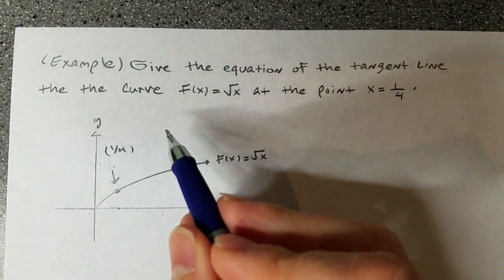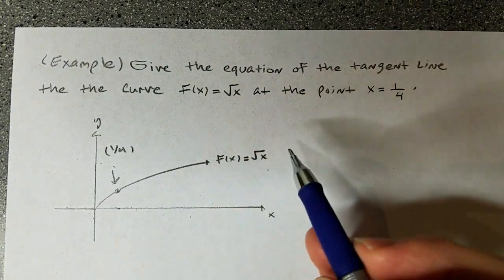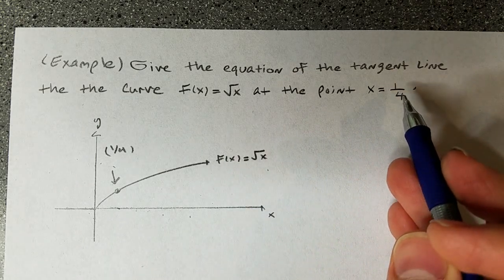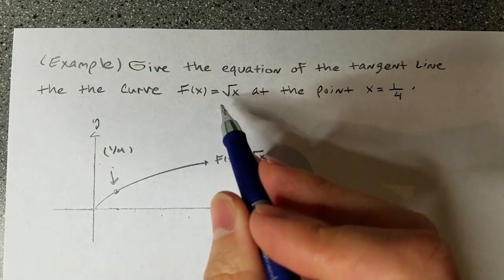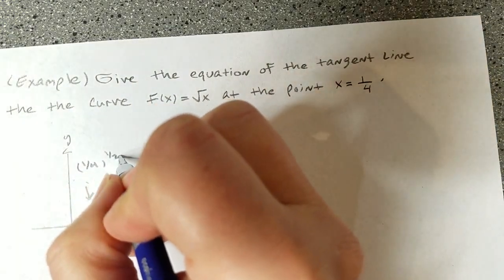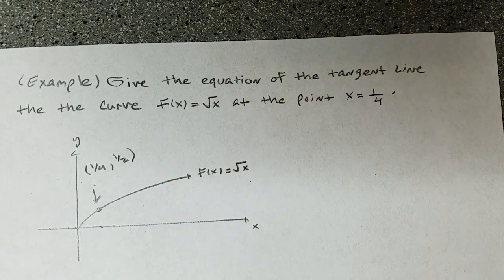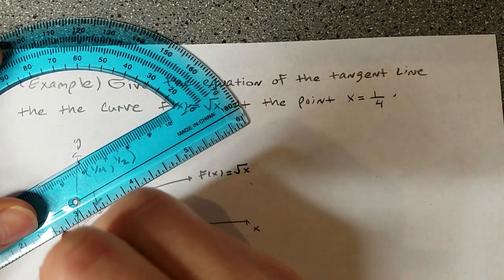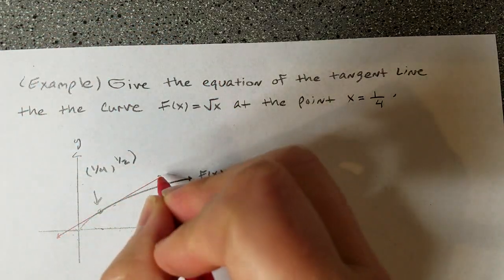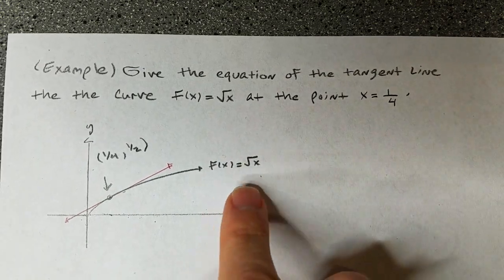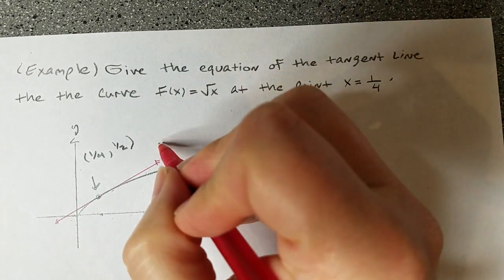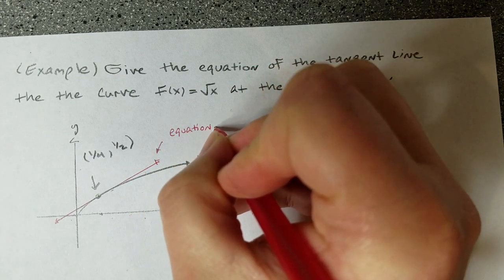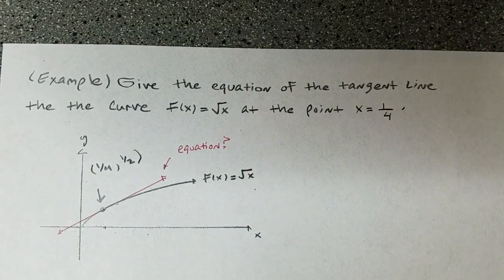There's also a y coordinate for that point, right? On this curve, every x is paired with a y. What is the y coordinate for the point where x is 1/4? Square root of 1/4 is 1/2. All right, so that's that point. There's the x and the y. And the tangent line that we're looking for would be this right here. Okay, there's the tangent line to this curve at that point. And I'm looking for the equation. What's the equation of that tangent line?